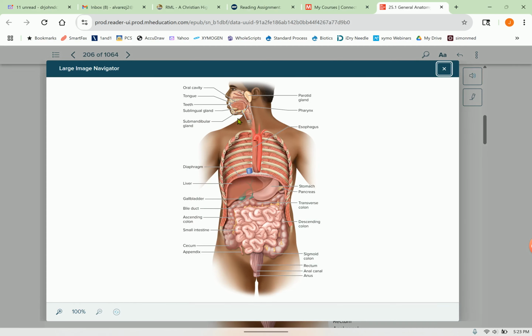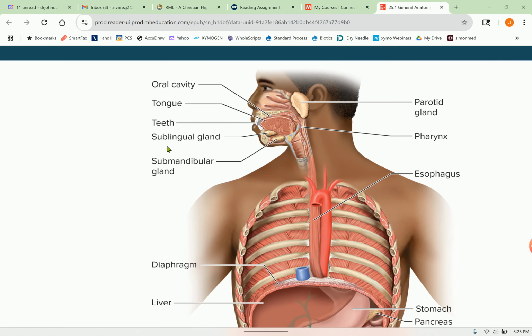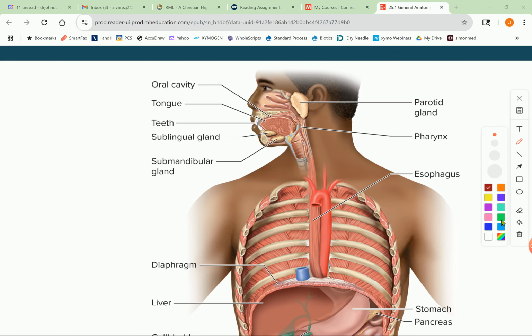Inside of the mouth, you do have the teeth, which are part of the mechanical breakdown of food. The tongue, which is a muscle, helps you move the food around and helps with the swallowing action. We have our glands: the sublingual gland, where sub is underneath and lingual is tongue, so a gland located underneath the tongue. The jawbone is the mandible, so the submandibular gland is found in the mandible area. There's also the parotid gland, and these release the saliva and digestive enzymes into the oral cavity to help with that chemical breakdown.